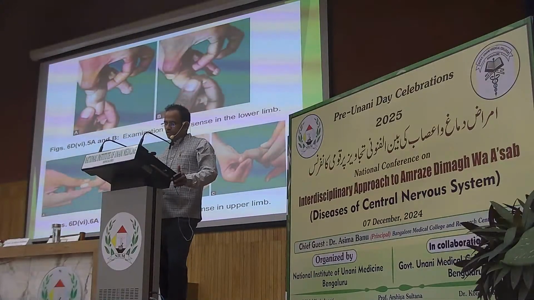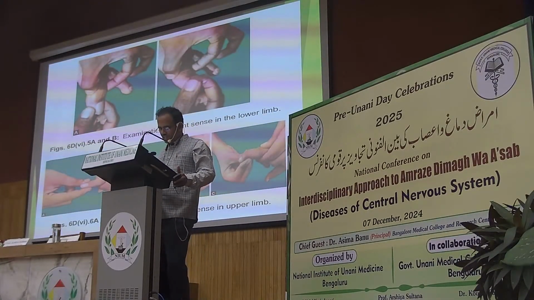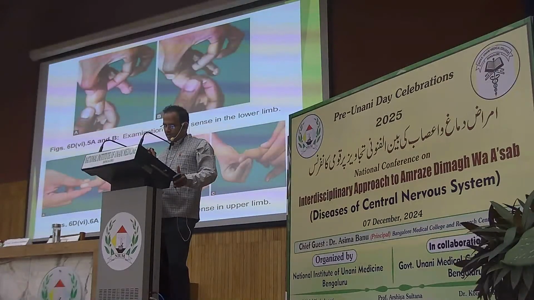First, do it with open eyes. Make the patient get accustomed to the movements. Make him accustomed to what is up and down. If he is not able to appreciate the direction of the movement, whether it is upward or downward, with closed eyes more than 5 to 6 times, then it is taken as positive. In a similar way, we do it in the upper limb also, where you hold the distal interphalangeal joint and move upward and backward.